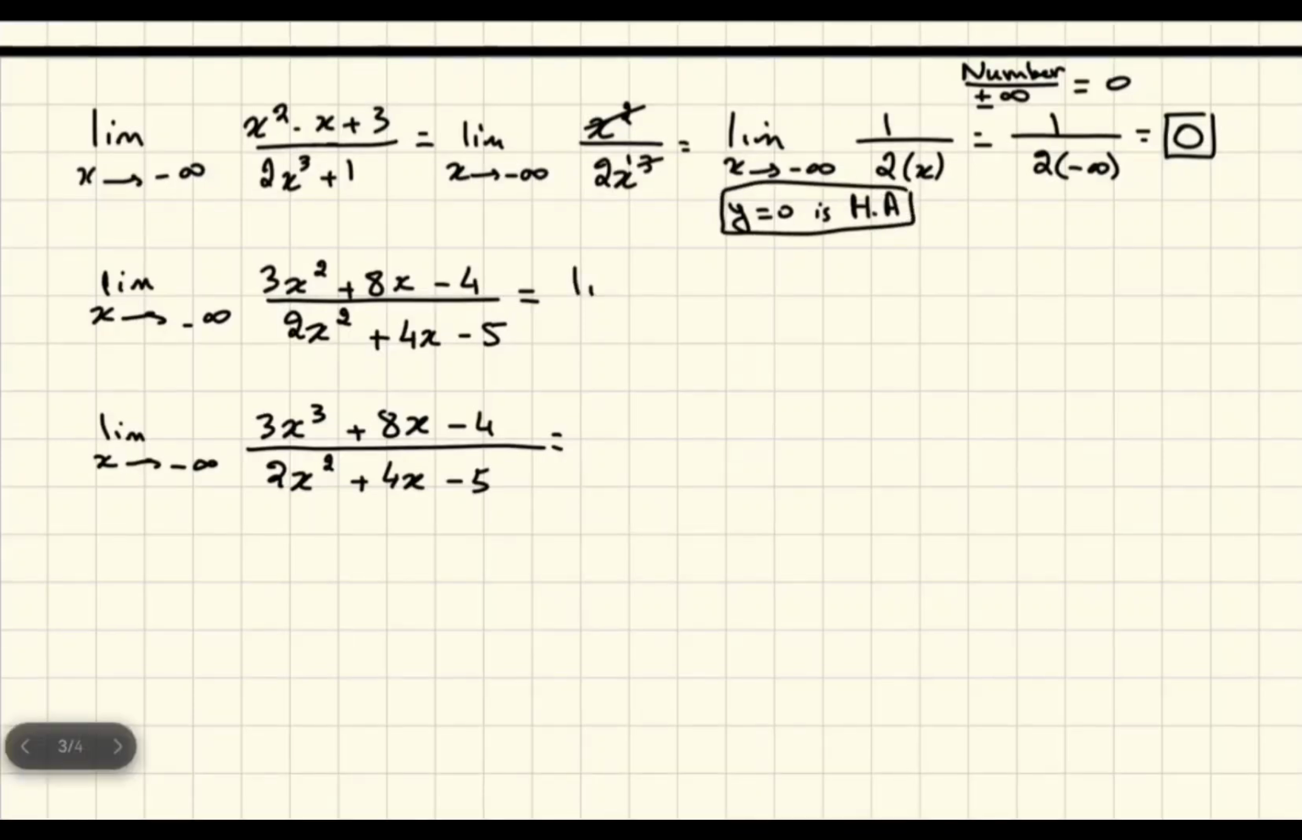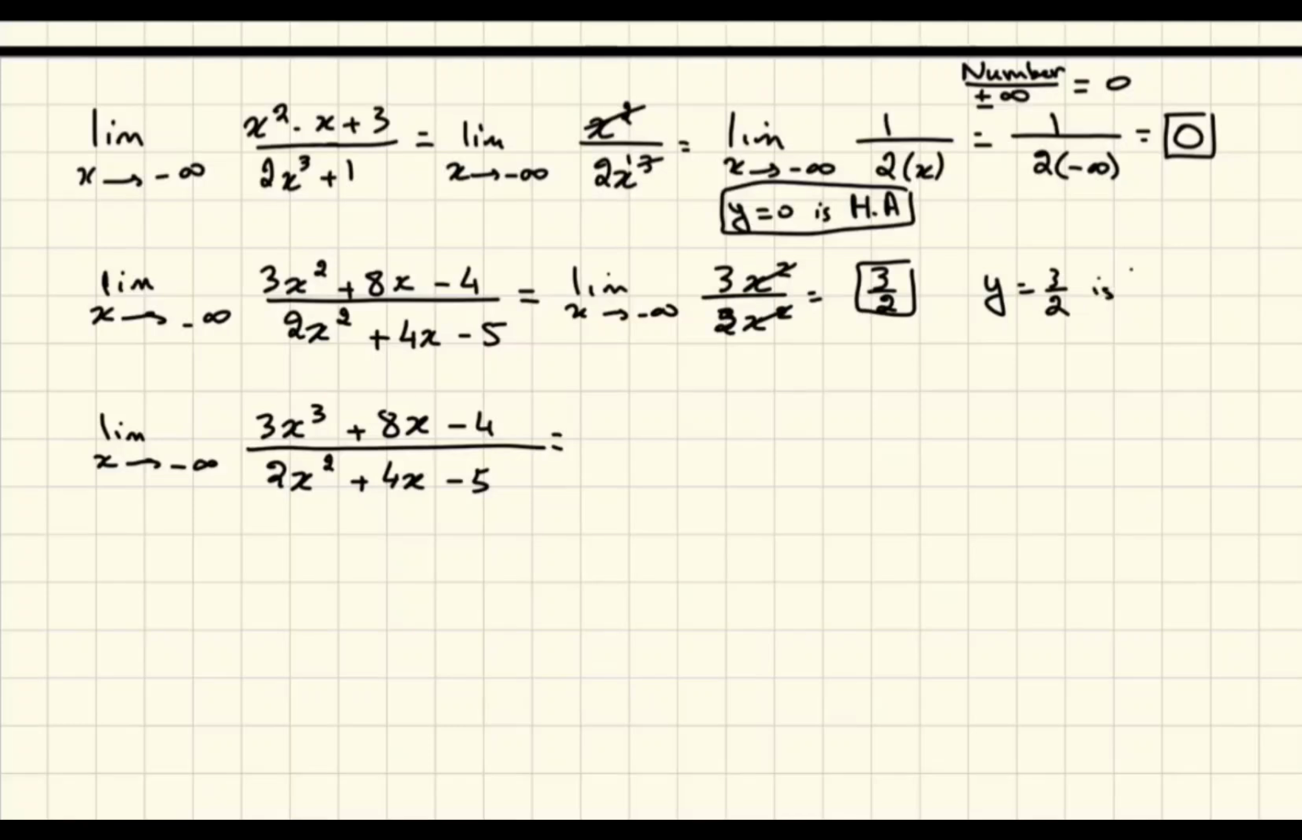Now for the second one, limit as x approaches negative infinity, we take the highest over the highest, we cancel x squared, and the answer will be 3 over 2. So in this case, y equals 3 over 2 is a horizontal asymptote.